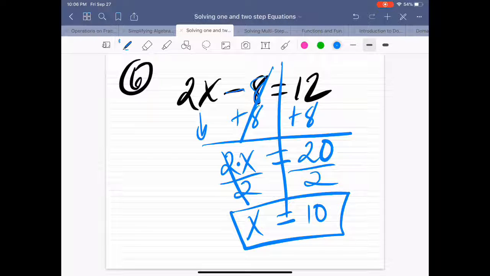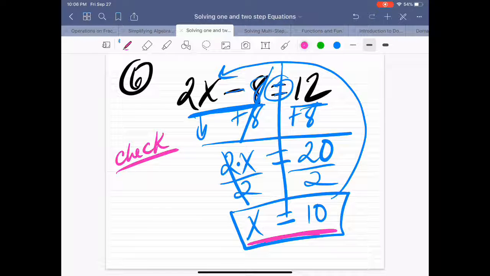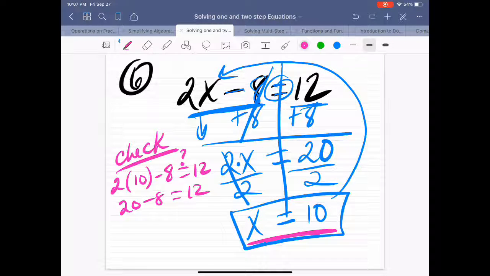Remember, when you're solving equations, you are trying to find the x value that, when you plug it in, makes your left side equal your right side. So let's check to see if we did the correct work. To check, you plug in the x value. You said x was 10, so we're going to substitute 10 for x. We're trying to see if the left side will equal the right side. 2 times 10 is 20. 20 minus 8 is 12. 12 does equal 12, so x equals 10 is a valid solution.